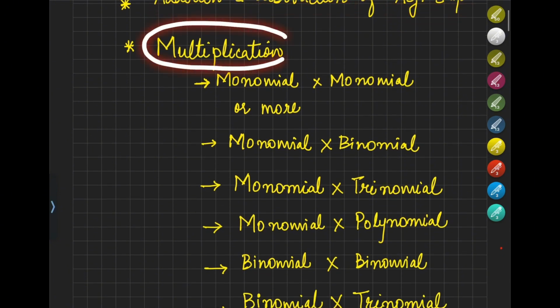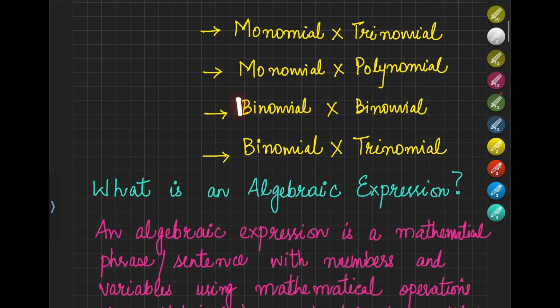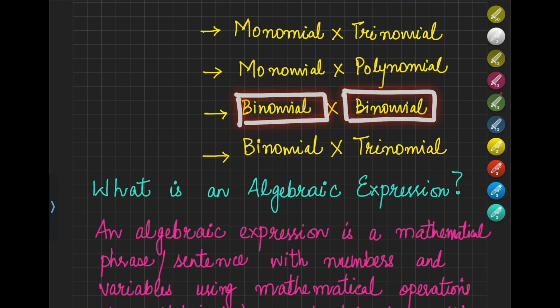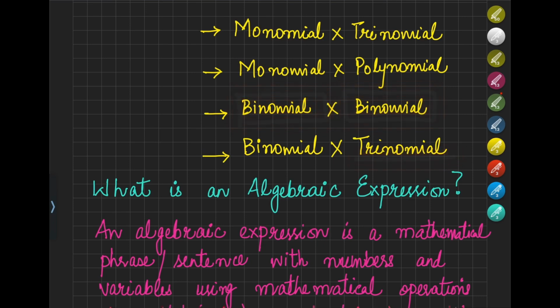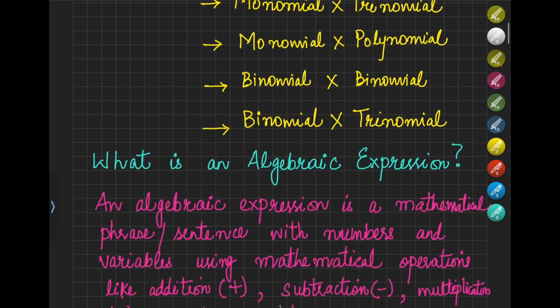We will learn how to multiply a monomial with a monomial, then a monomial with a binomial, a trinomial and a polynomial. Then we'll also learn how to multiply a binomial with a binomial, binomial with a trinomial and many more different types of questions associated with the different types of polynomials.